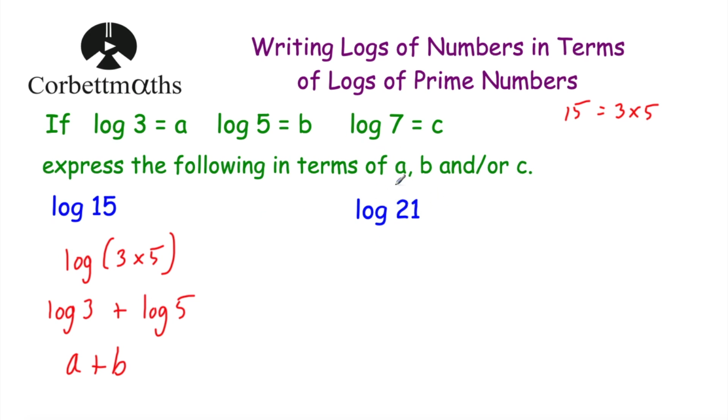So log of 21, well, think about 21. 21 is equal to 3 times 7, so 3 times 7.